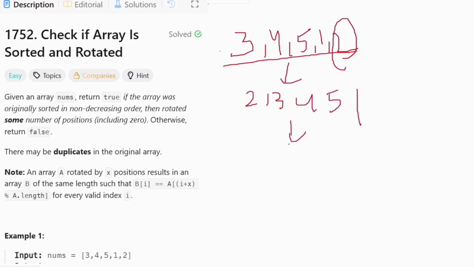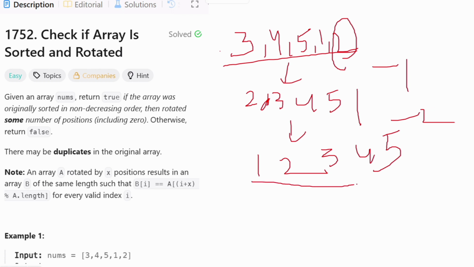If you rotate this array one more time, it will become 1, 2, 3, 4, 5. If you observe, this is one rotation, this is another rotation. After two rotations, our given array is 1, 2, 3, 4, 5. Of course, it is sorted. So this is what the question is. It is acceptable if the given array is sorted after any number of rotations. If the array is sorted after the rotation, then you can return true.